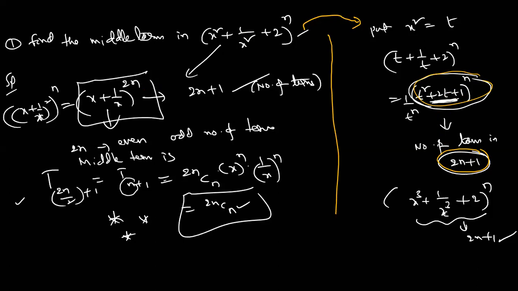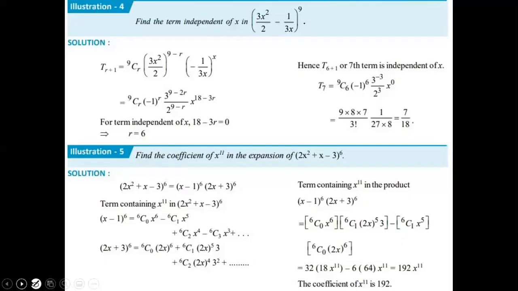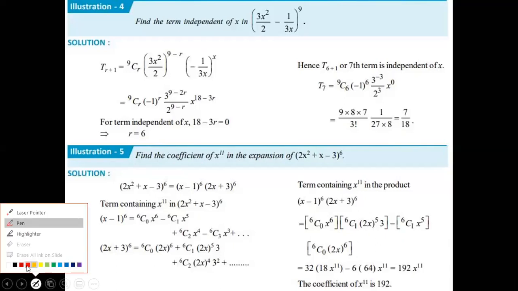But when I'm converting this one, you're getting confused. This is a different case. After expanding, this is a different case, but finally the number of terms is the same. Take another example. A little confusing there is, definitely.